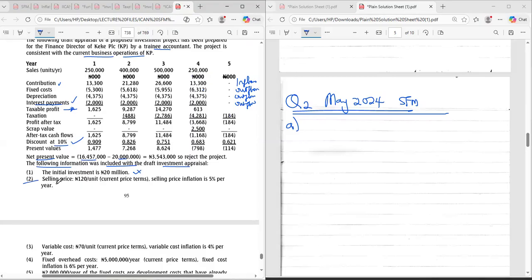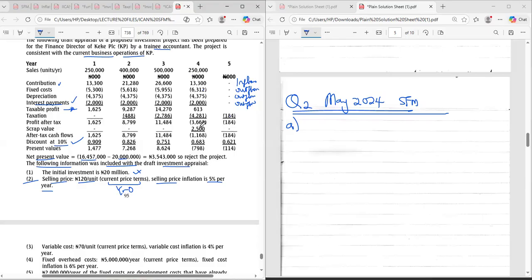Now, number two says that the selling price is 120 naira per unit, in current year terms. The words current year terms mean year zero. It means today, and today is year zero. They now said that the selling price inflation is 5% per year. This is a specific inflation. So it means that the selling price should be inflated by 5%.